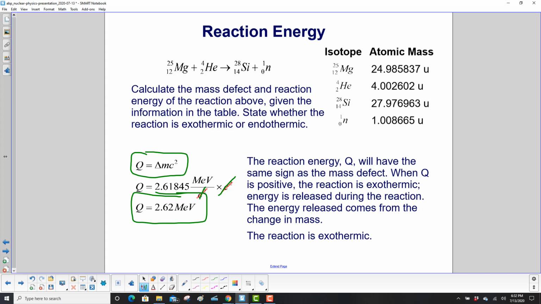When Q is positive, the reaction is exothermic. Energy is released during the reaction. The energy released comes from the change in mass. The reaction here is exothermic. Some of the mass is being converted into energy.